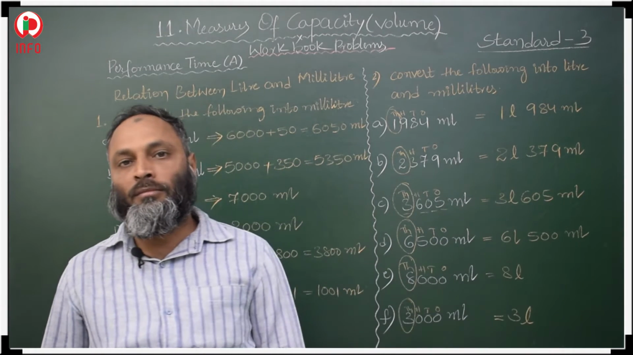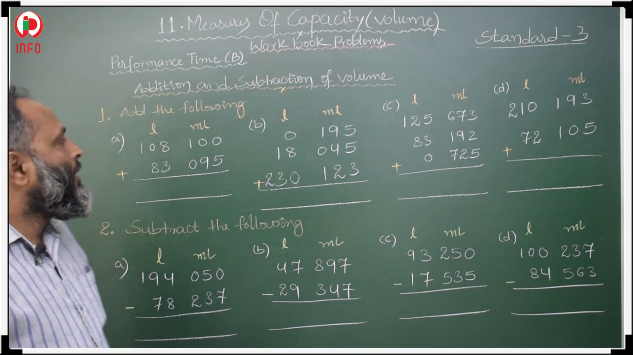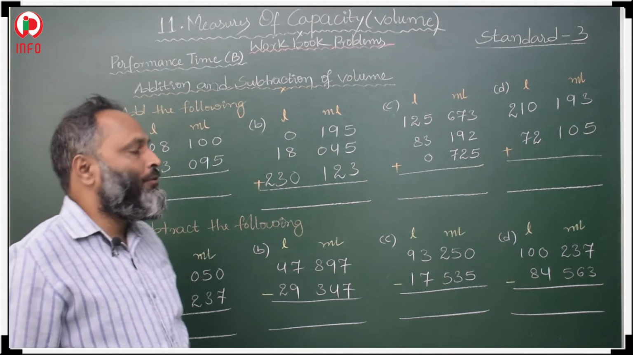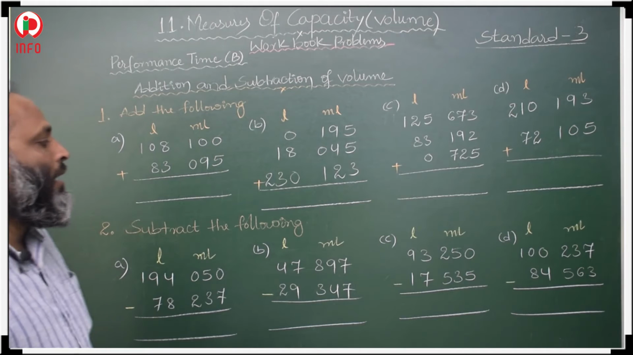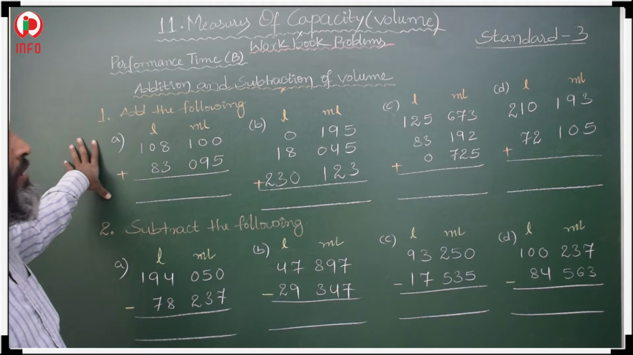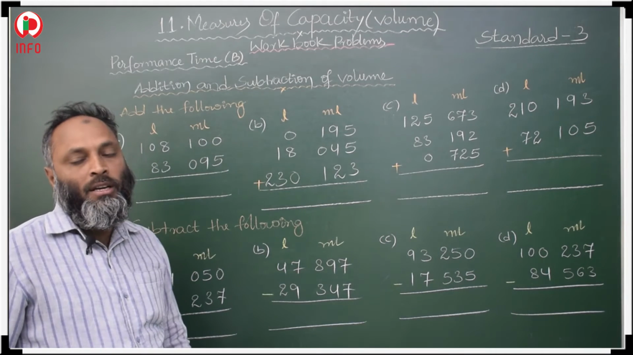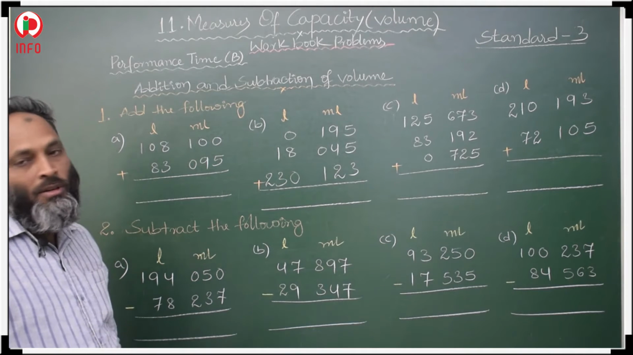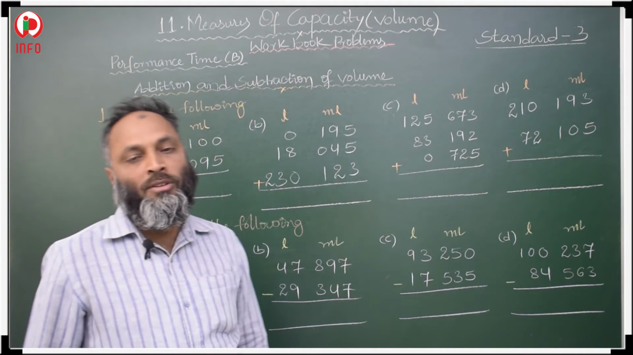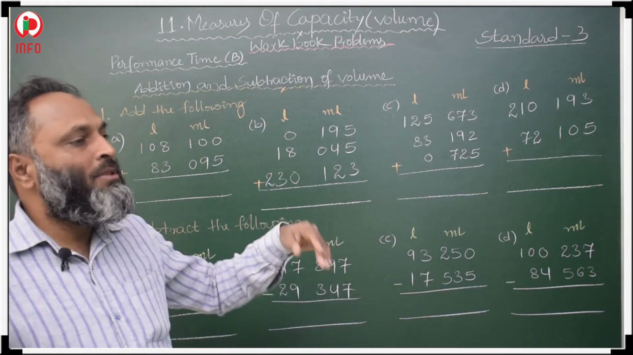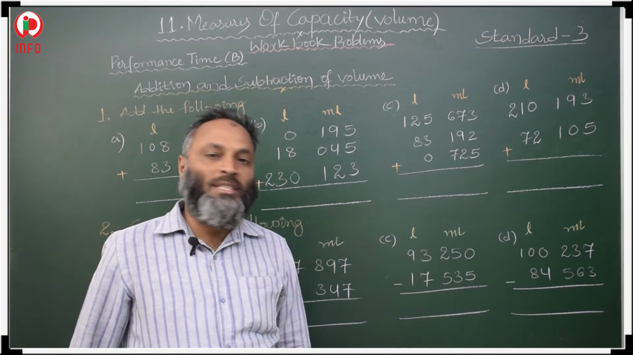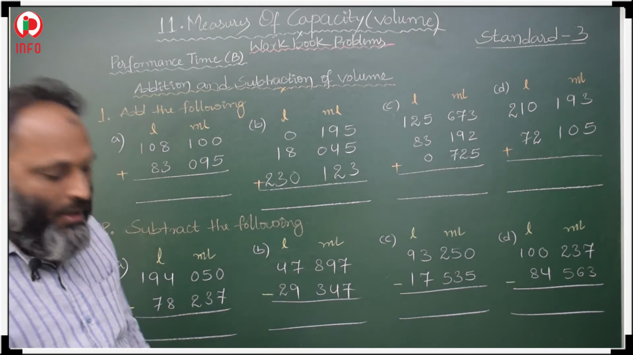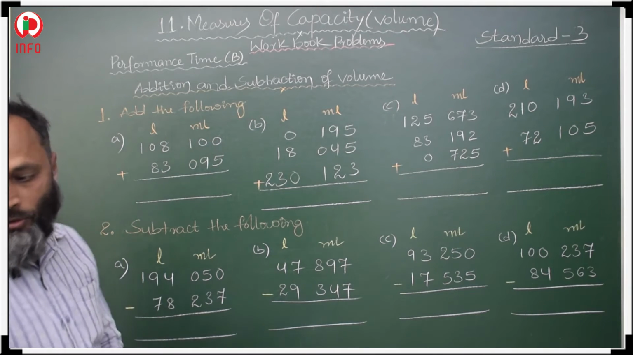Okay, students. Now students, here in performance time B, addition and subtraction of volumes. So we have to add and we have to subtract. Total 6 questions are given in the workbook for addition, and in subtraction also a total of 6 questions are given. So we are going to do 4 problems. The remaining 2 problems you do as your home assignment in both addition as well as subtraction. Okay. So now see here how to add.